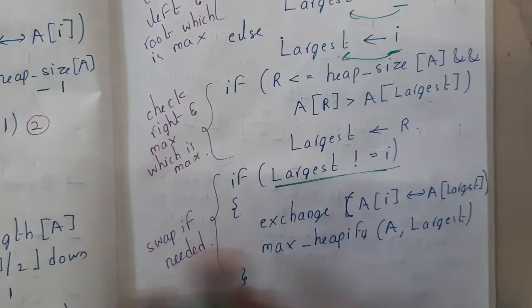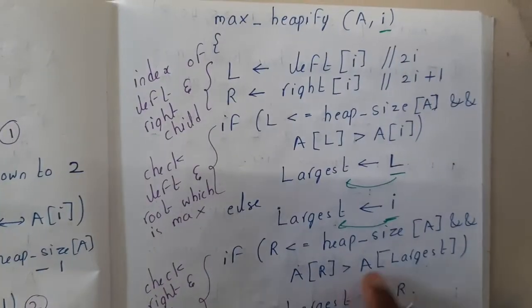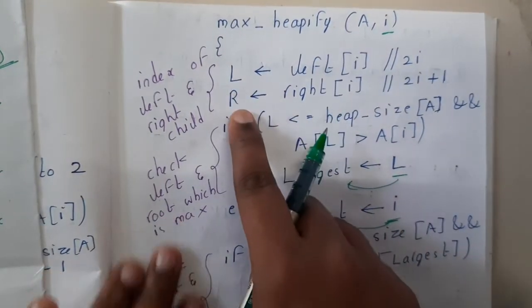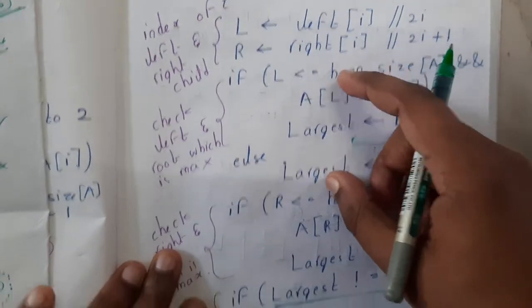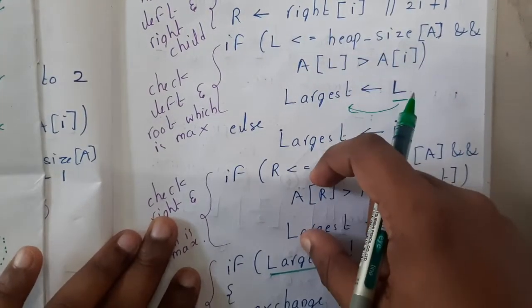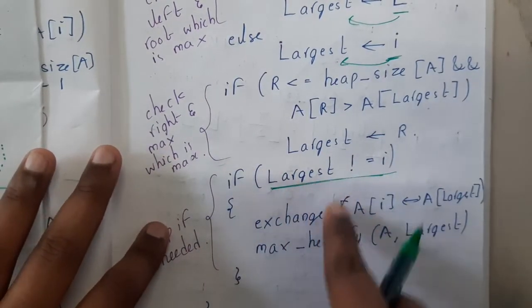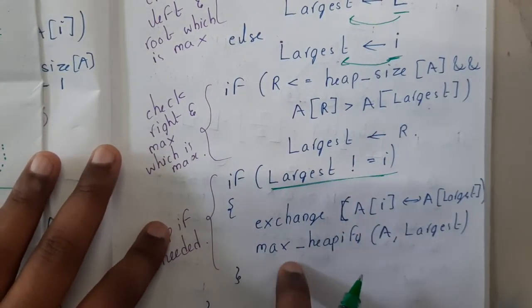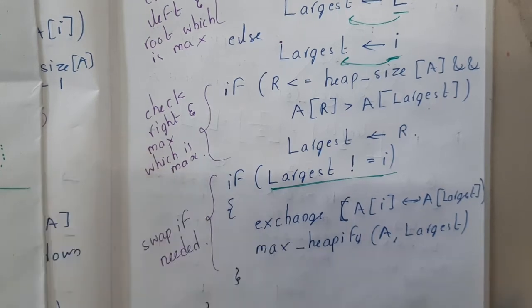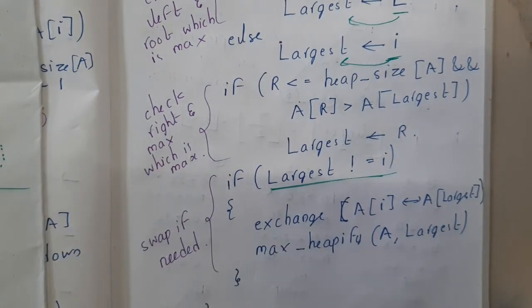Okay, so this is the concept of max heap. So you identified left child as L, right child as R. You are checking which is max. So once you identified max, if there is no change, there will be no change. If there is any change of largest, you will exchange them and you will again apply max heapify. Got it? It's quite a complex logic, but it's easy guys, if you understand.